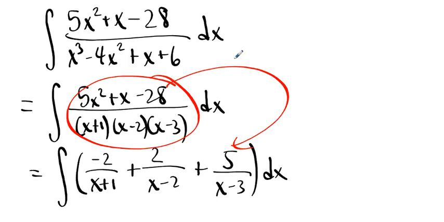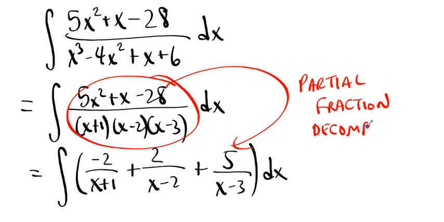And the method on how to go from here to there is called partial fraction decomposition. And the reason it is called partial fraction decomposition is because it takes a fraction that has 1, 2, 3 factors in its denominator and turns it into 1, 2, 3 fractions where those factors are the denominators.